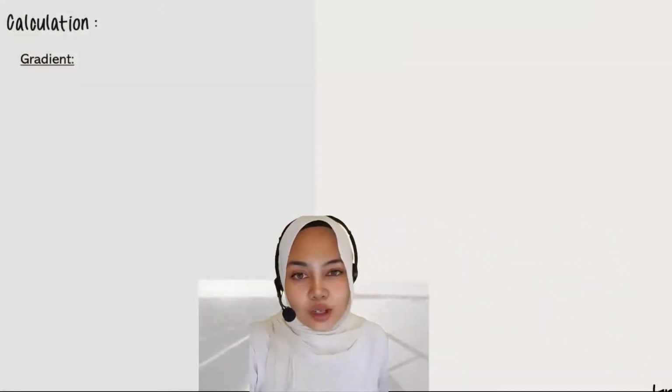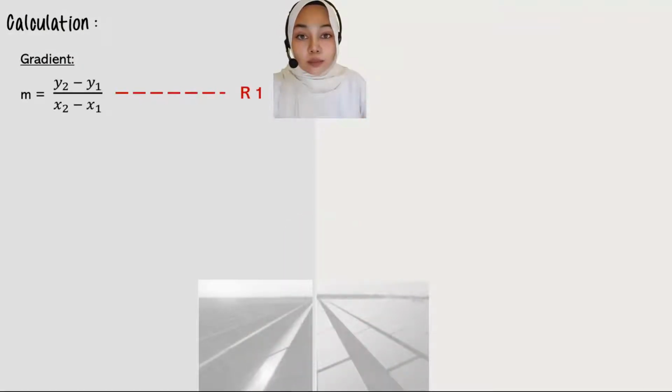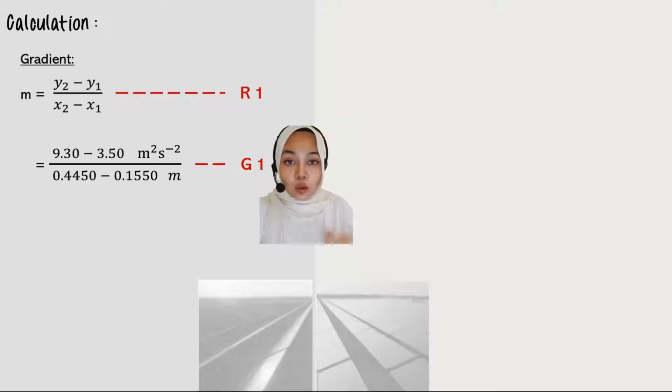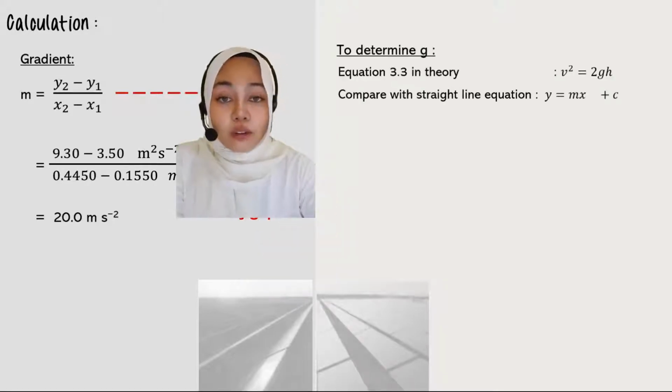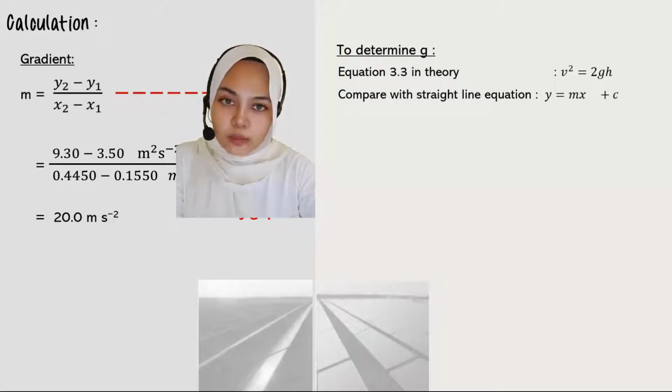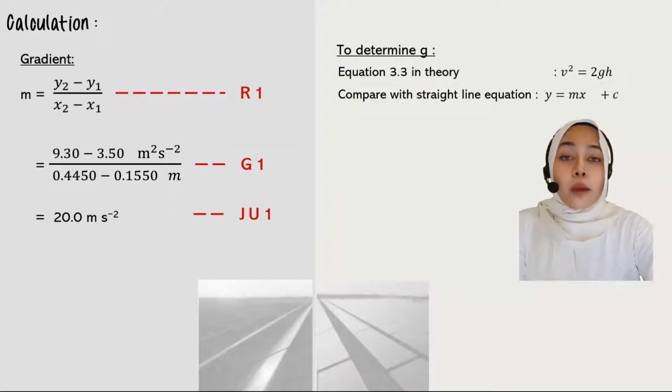Next, we go to the calculation of the gradient. You write down the equation like this, R1. The substitution, G1. The answer with the correct unit, Ju1. In determining the value of gravitational acceleration, you have to compare it with the equation of this experiment. That is v squared equals to 2gh. Compare it with the straight line equation, y equals to mx plus c.